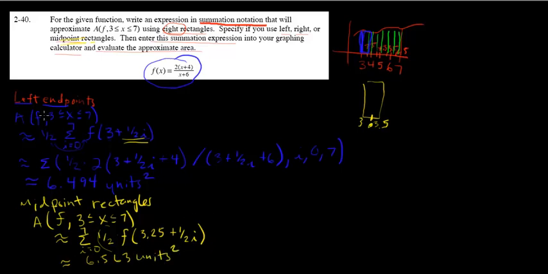Okay, so we already see that if we use left endpoints, we get 6.494. If we use midpoint rectangles, we get 6.563. It's different, and it should be because we're approximating and the function isn't like a triangle or a line or anything like that. Anyway, let's do it again for the right endpoints.